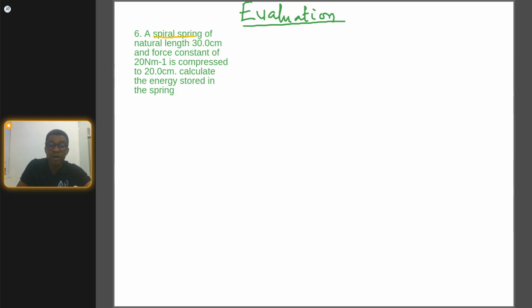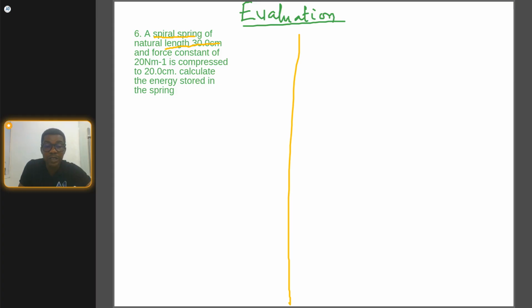A spiral spring of natural length 30 centimeter and force constant of 20 Newton per meter is compressed to 20 centimeter. Calculate the energy stored in the spring.